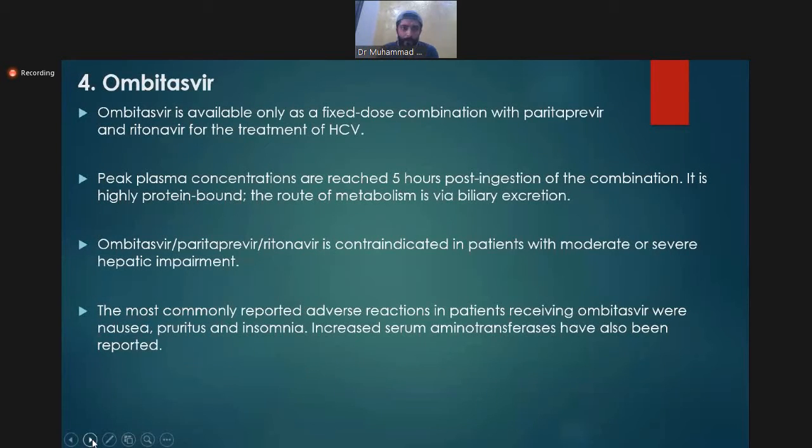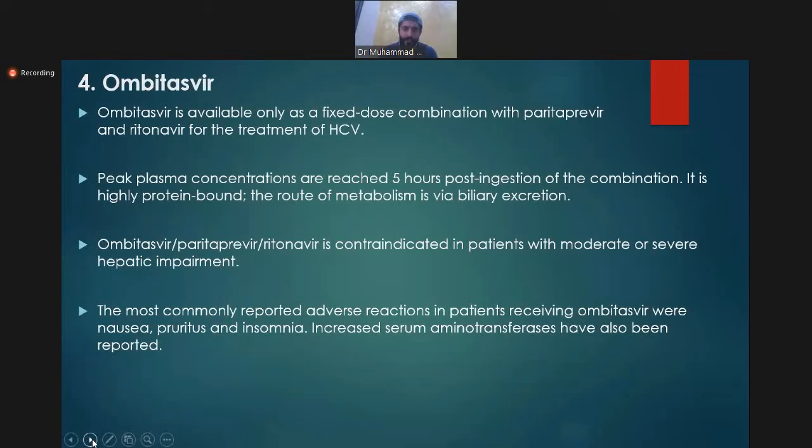Again, one more drug, Ombitasvir. It is only available as a fixed dose combination with Paritaprevir and Ritonavir for the treatment of HCV. Peak concentrations are reached 5 hours post ingestion and highly protein bound. Route of metabolism is via biliary excretion.